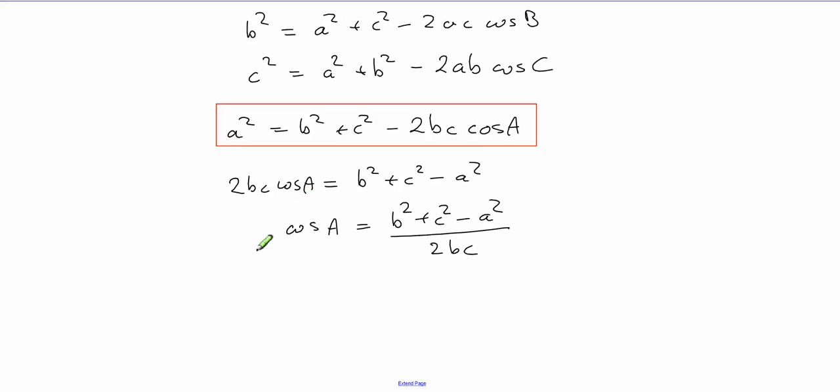I don't think you should remember this. You should just use this equation, which is a squared equals b squared plus c squared minus 2bc cos A, which is in the formula book, and rearrange it if you need to.